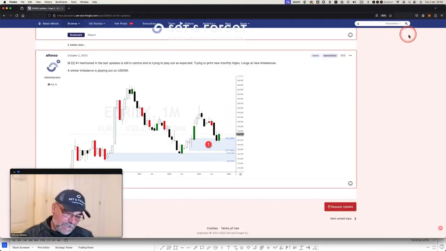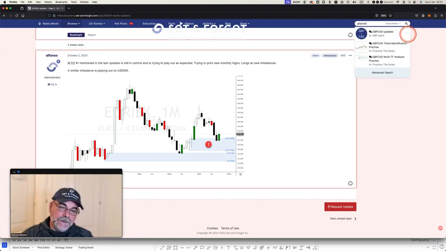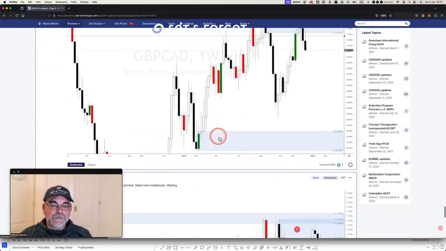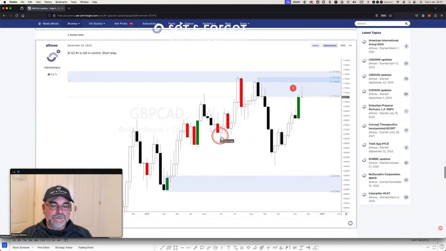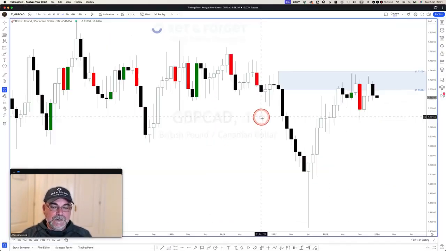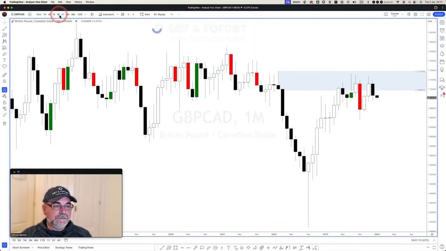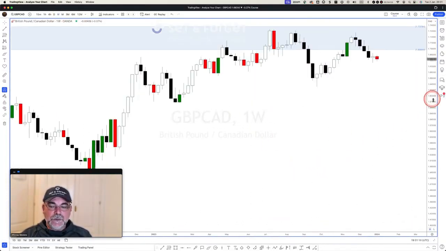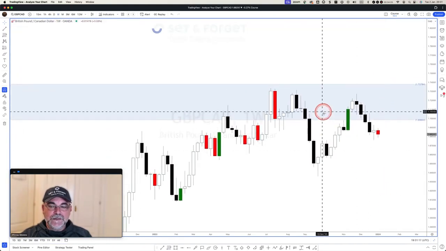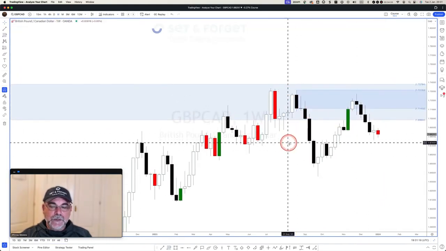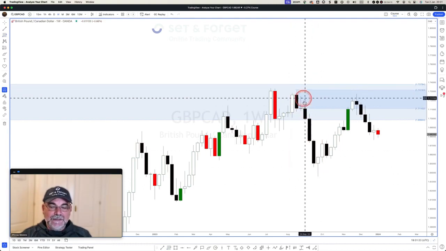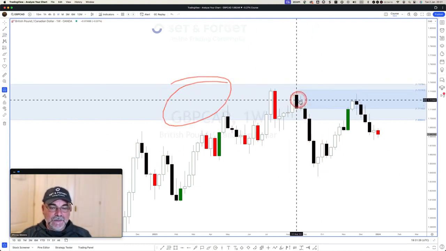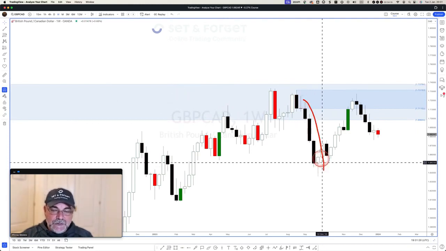So, let me see. Let me look it up. Pound versus the CAD. So, this is what we have. Go back in time. This is the weekly. Because on the weekly time frame, we were also expecting the same thing. So there, on the weekly, that's what we have. Look at the strength of the impulse. Why is that happening? Because we have a monthly imbalance over there. And look at what happens.